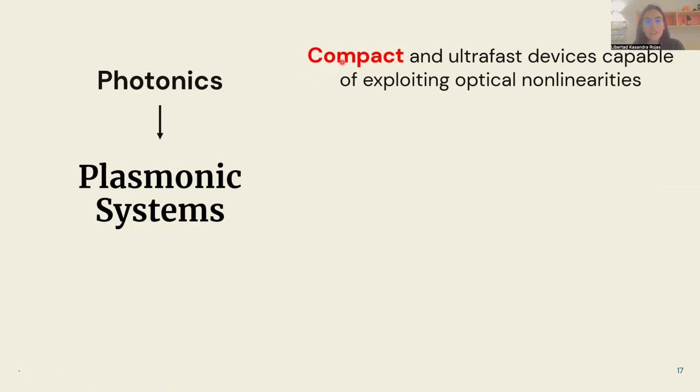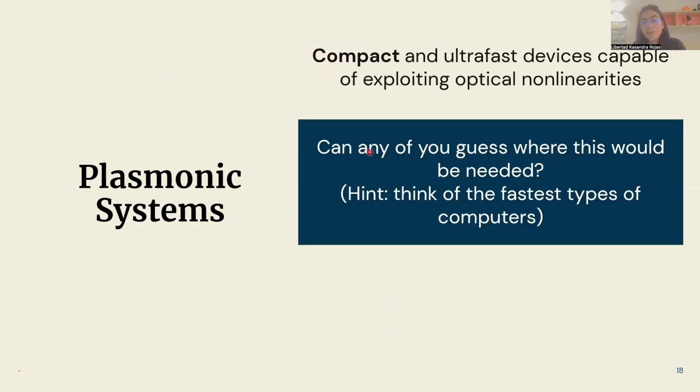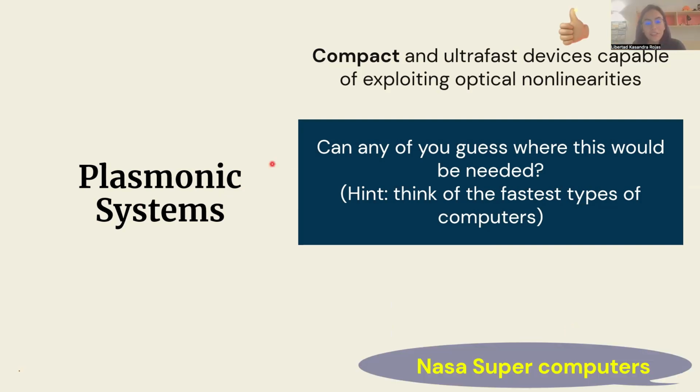And in order to see where this is actually applicable, I want you guys to guess where this would be needed. So where do you need really compact devices or really compact parts that are ultra fast? And for this, I also ask you as a hint to think of the fastest type of computers that we have. So if anybody wants to answer in the chat, what are the fastest computers that we've been able to create? Question is, can any one of you guess where compact and ultra-fast devices would be needed? And the hint is think of the fastest types of computers. Any ideas? Yeah, that's a great answer.